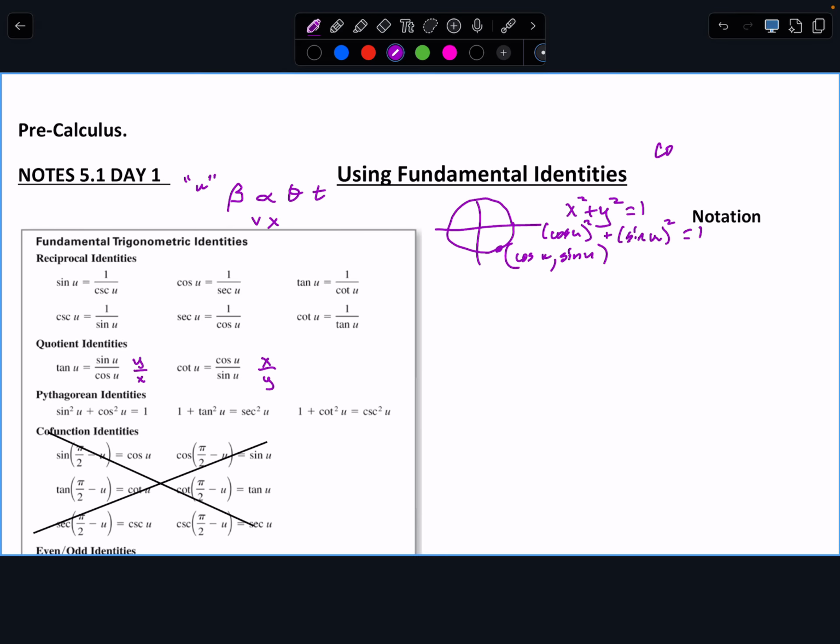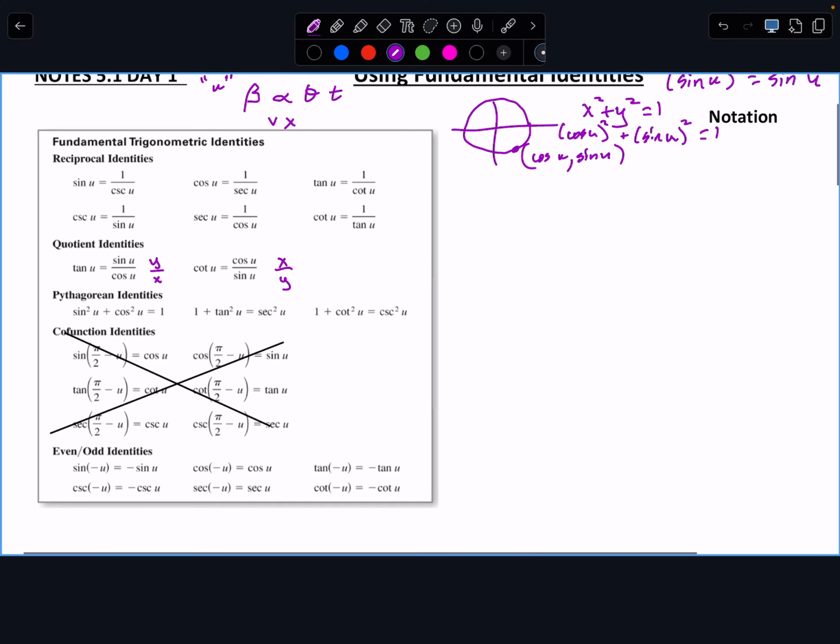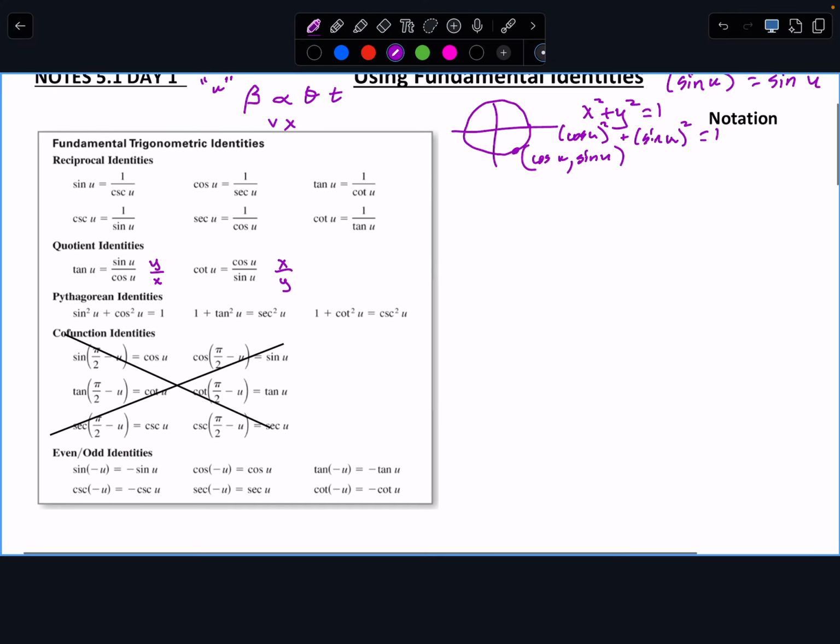And just a notation, cosine of u squared is going to be written as cosine squared of u. It means the same thing. So same thing with sine. Sine of u squared is the same as sine squared u. It means you're taking it times itself twice. And so using that, we get a Pythagorean identity. It's a Pythagorean theorem. And here we have Pythagorean identity.